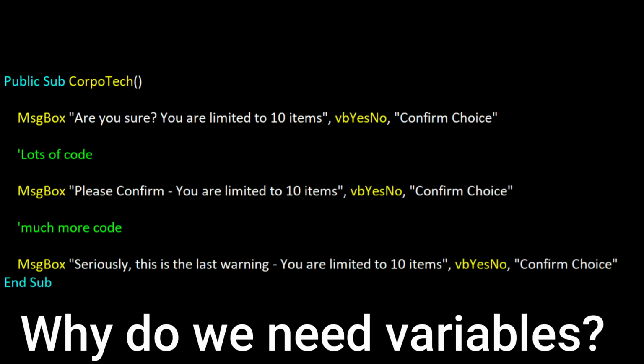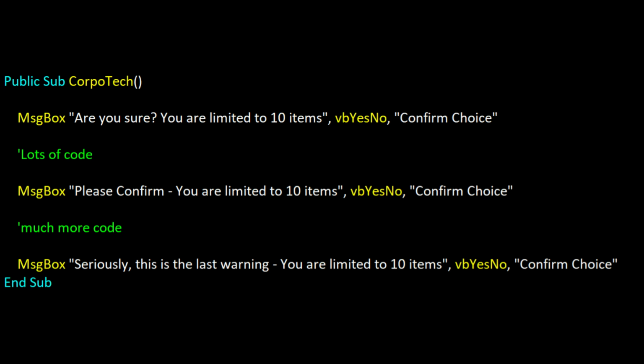You may be wondering, why are we using variables at all? Well, let's take a notional example. Say you work at a company, and for years the limit has been 10 items on whatever. And you have lots of code here where you're giving the user a message box. "Are you sure you are limited to 10 items?" Maybe lots of code in between.